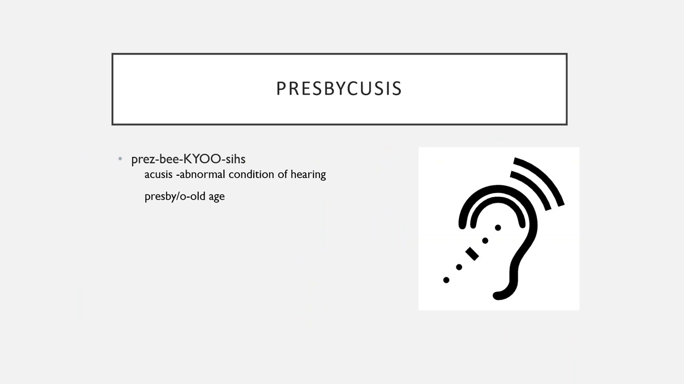Presbycusis. Cusis is a condition of abnormal hearing. Presby is old. And so presbycusis is poor hearing due to old age. A similar term is presbyopia, which is when the lens loses flexibility and people have trouble seeing things up close. It typically occurs around age 40. So the literal definition would be old eyes, presbyopia, an extra term.